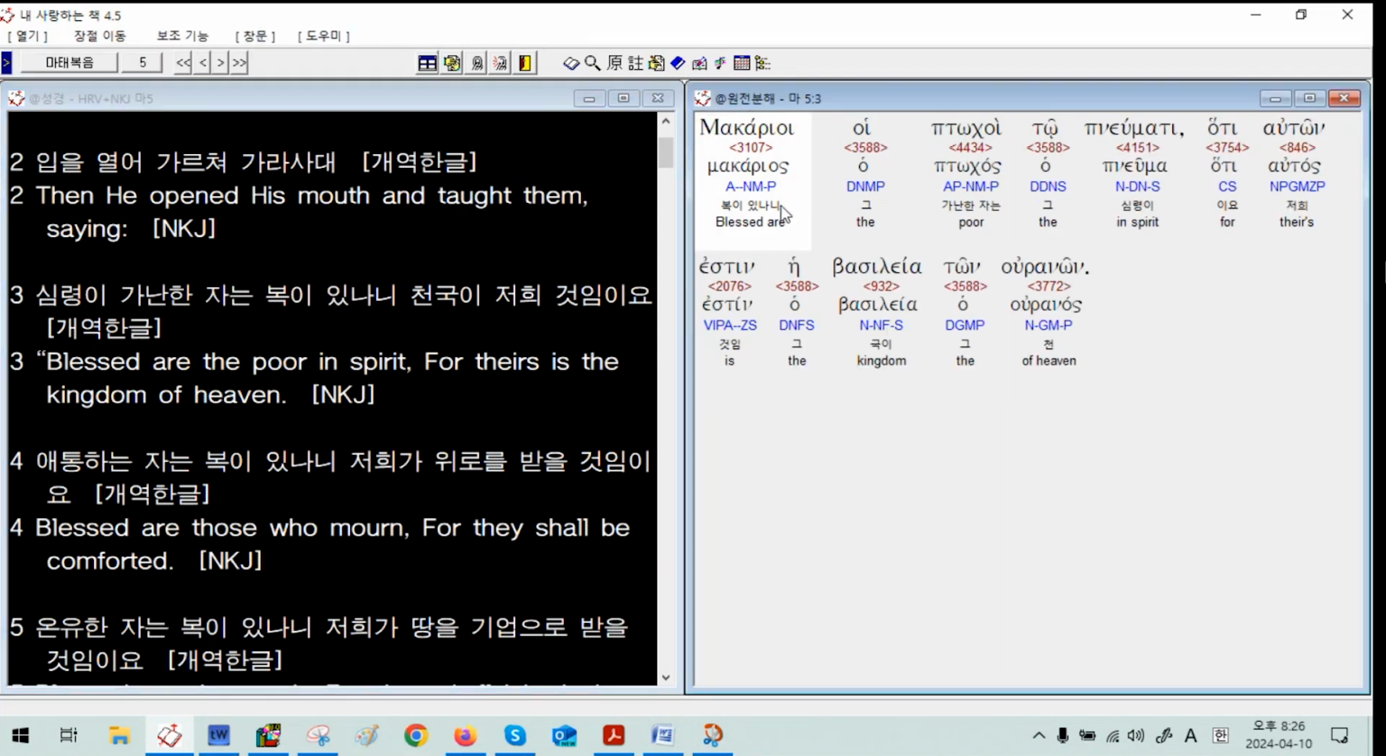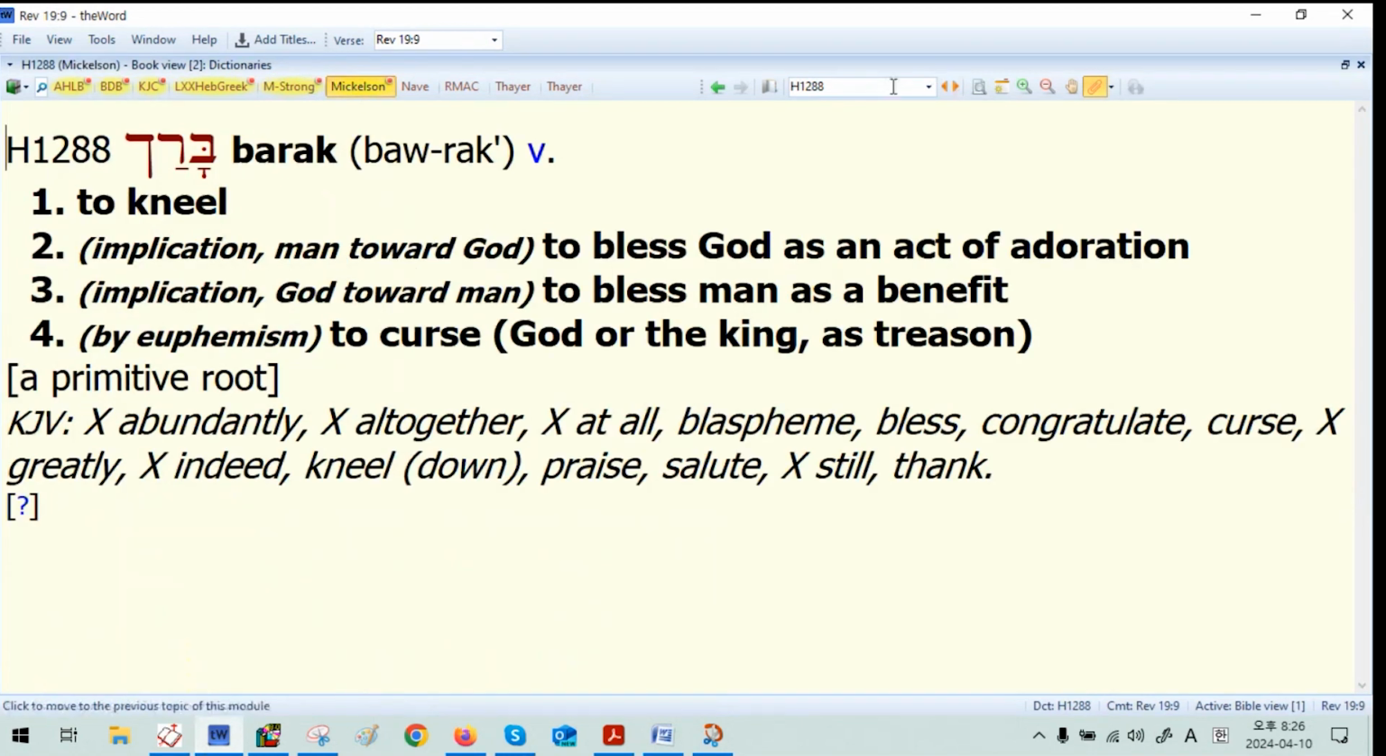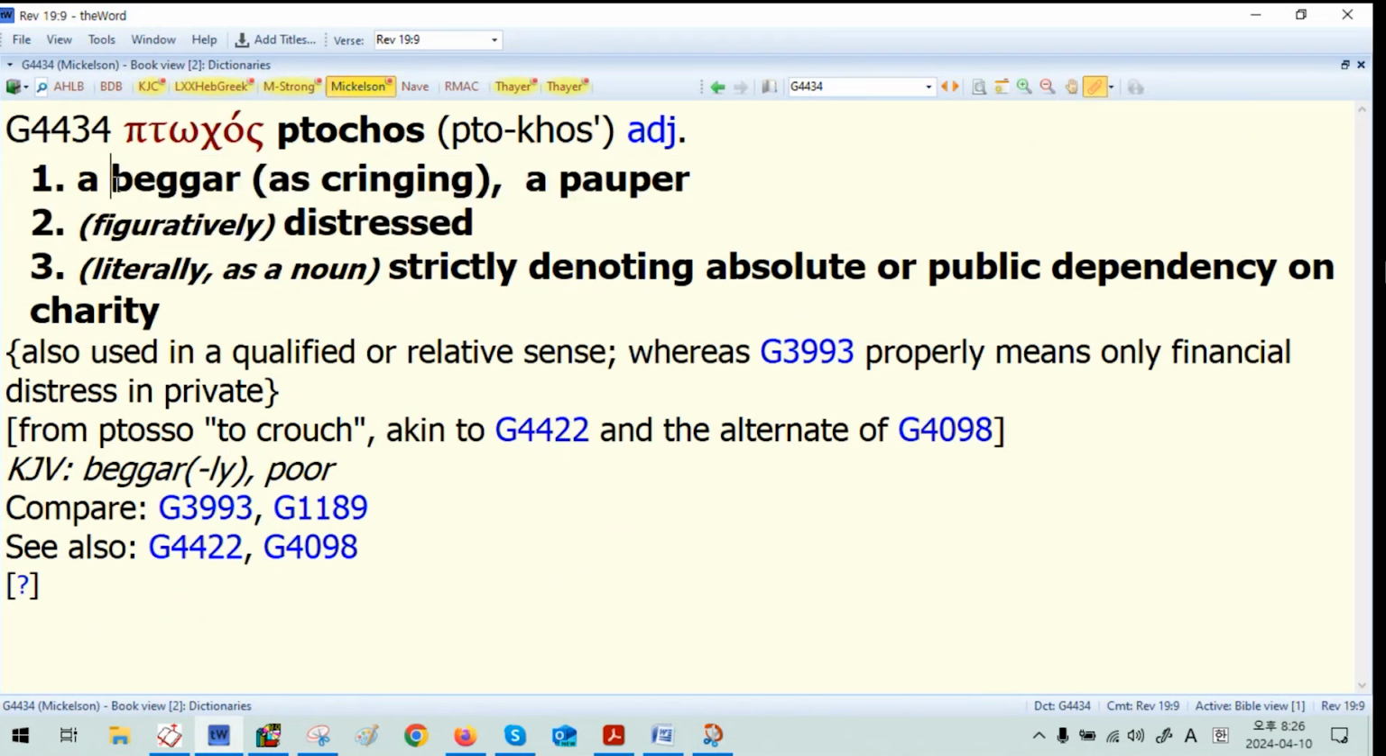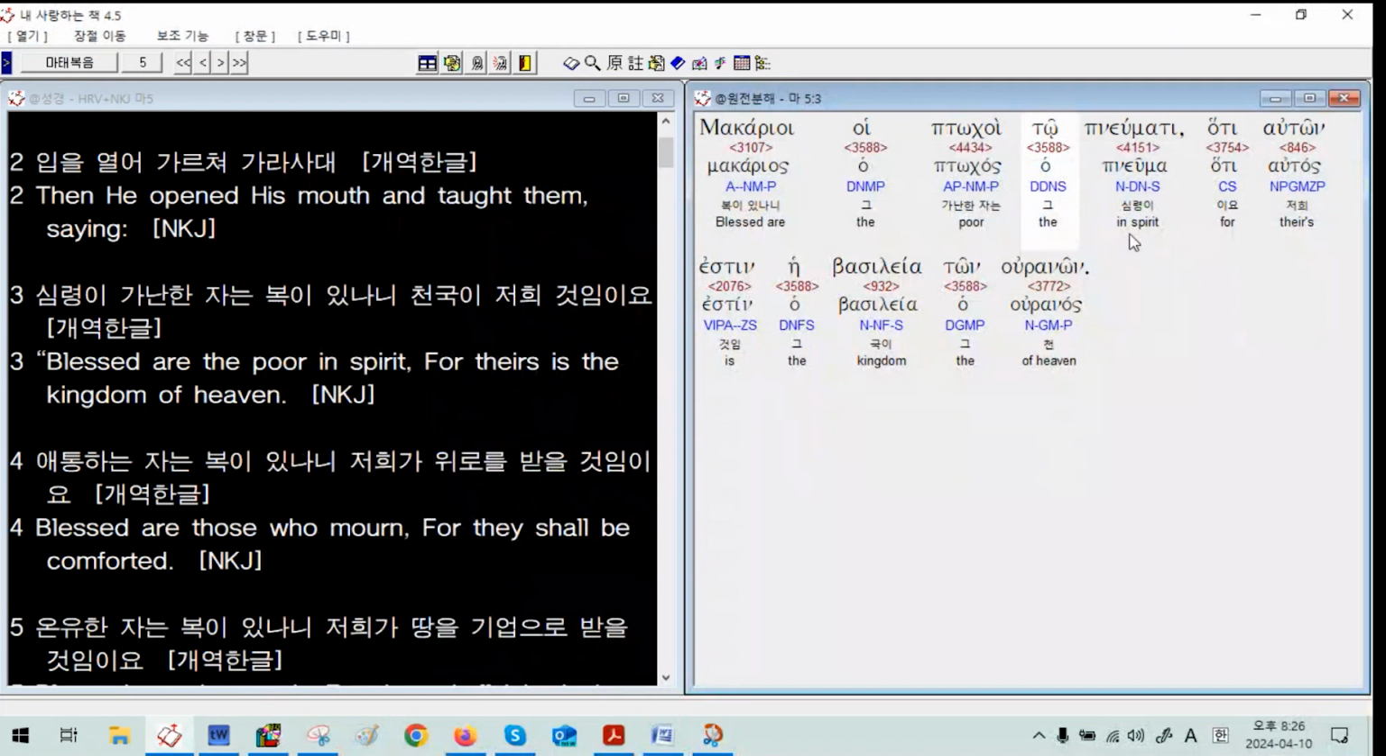So verse 3 says, happy living, poor living. Poor living what? Not in spirit, you see the dative, by the Spirit. By the Spirit, you have to become a beggar. This is an adjective, pronominal noun, masculine plural: beggar living, ptochos. You have to become beggar living by the Spirit. That is a happy living. Totally different definition, isn't it? Jesus' definition of happiness is totally different from man's happiness.